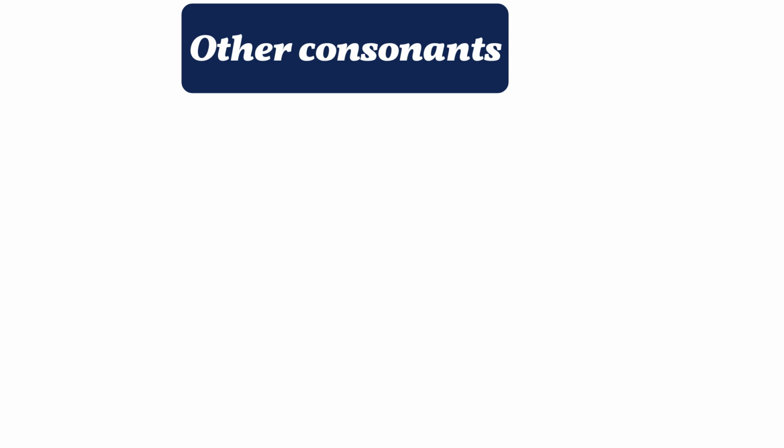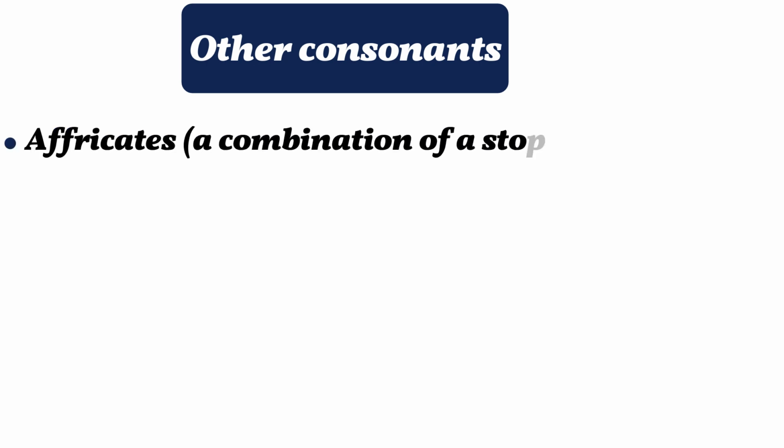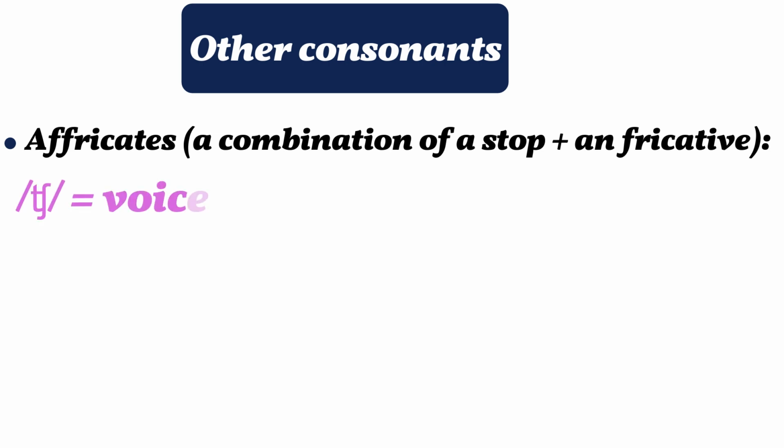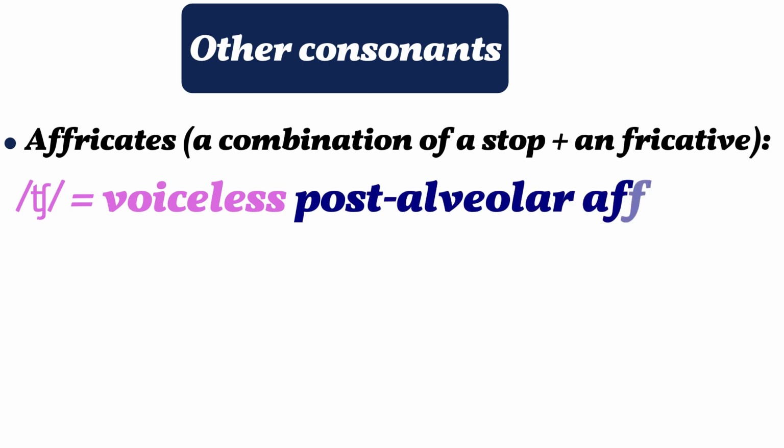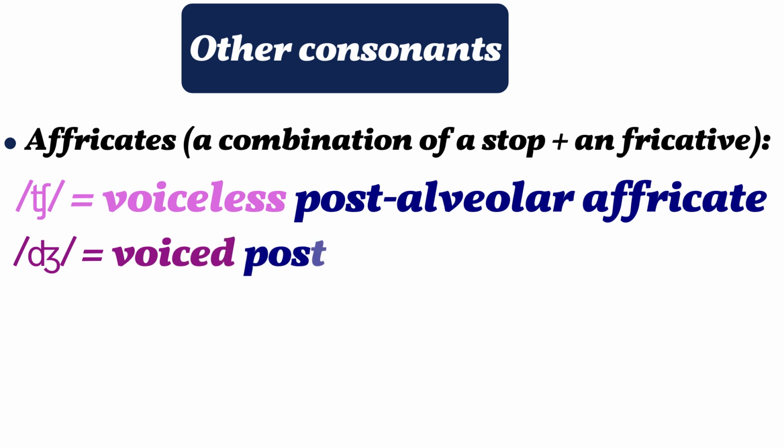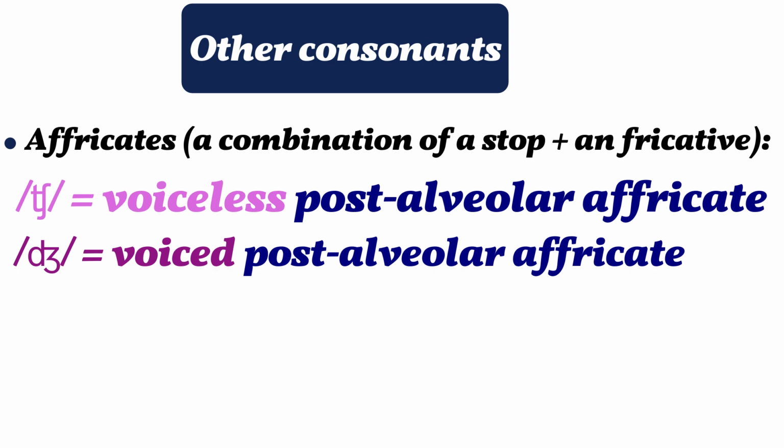Other consonants. Affricates. An affricate is a combination of a stop and a fricative. Listen to this one. Ch. So we can say that ch is voiceless, post-alveolar, and an affricate. Another one, j. This one is voiced, a post-alveolar affricate. So both of them, ch and j, are post-alveolar affricates, but one is voiceless, ch. There is no vibration of the vocal cords. And j, it is voiced. Okay?